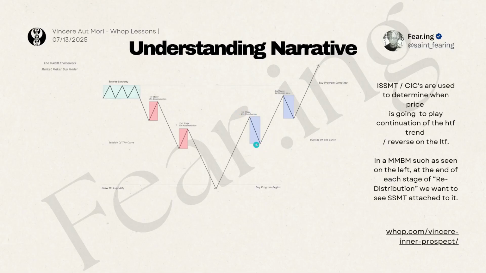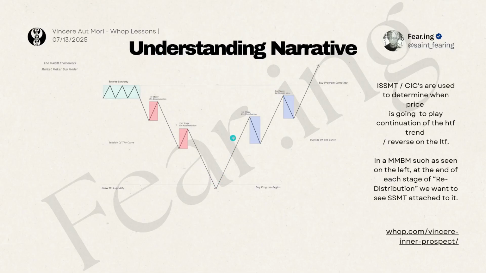We want to see bullish ones hold, we want to see bearish ones be invalidated. That's not just what we want to see, that's what we will see. We have to first analyze what stage we are within on our higher time frame market maker buy model to understand this.